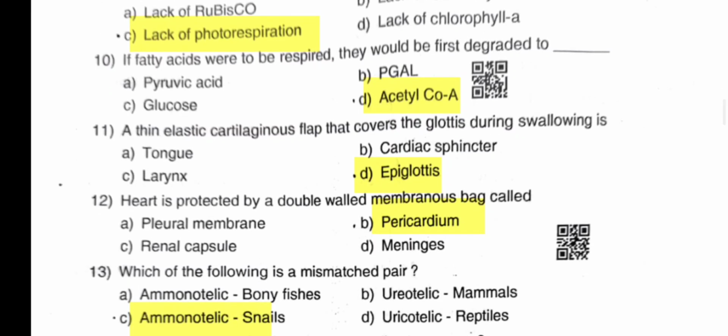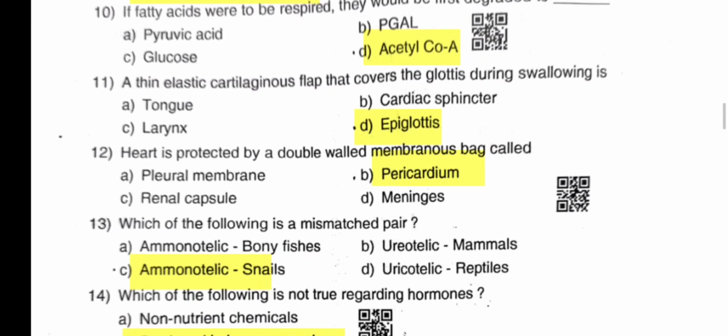Which of the following is a mismatched pair? Option A, ammonotelic bony fishes; option B, ureotelic mammals; option C, aminotelic snails; or uricotelic reptiles. The right answer is option C, aminotelic snails.